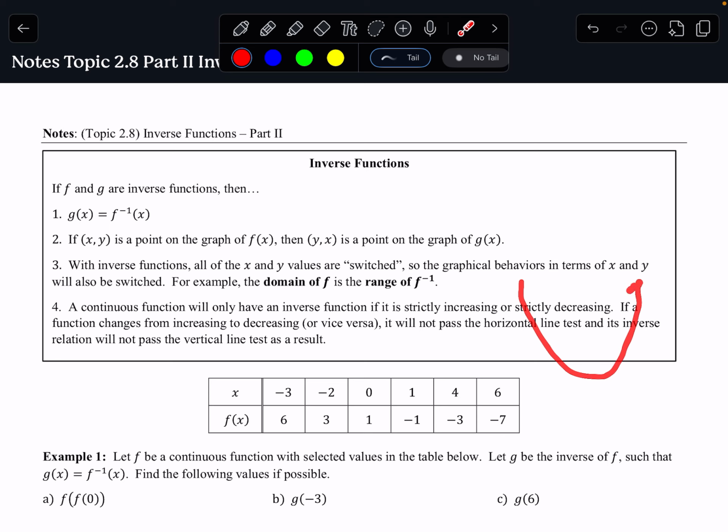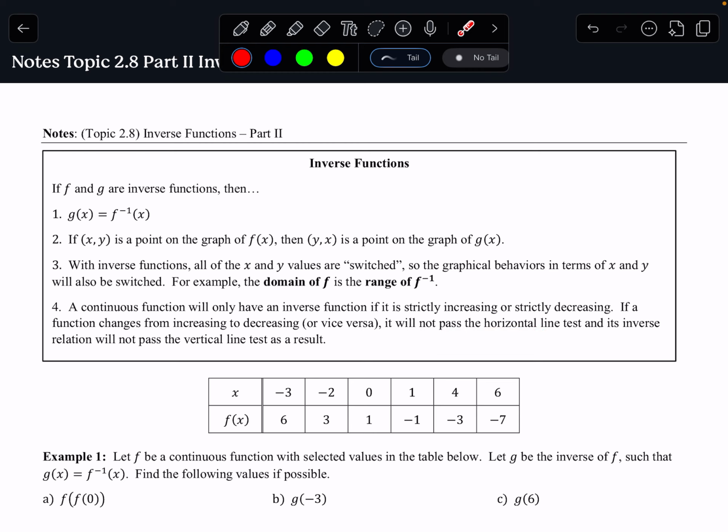And we saw that yesterday. Its inverse is going to look like this, and that does not pass the vertical line test. And so that's what this whole thing was saying. If a function is strictly increasing, its inverse is a function. If a function is strictly decreasing, its inverse is a function. However, if it changes from increasing to decreasing, or from decreasing to increasing, its inverse will not be a function. And it says it will not pass the horizontal line test.